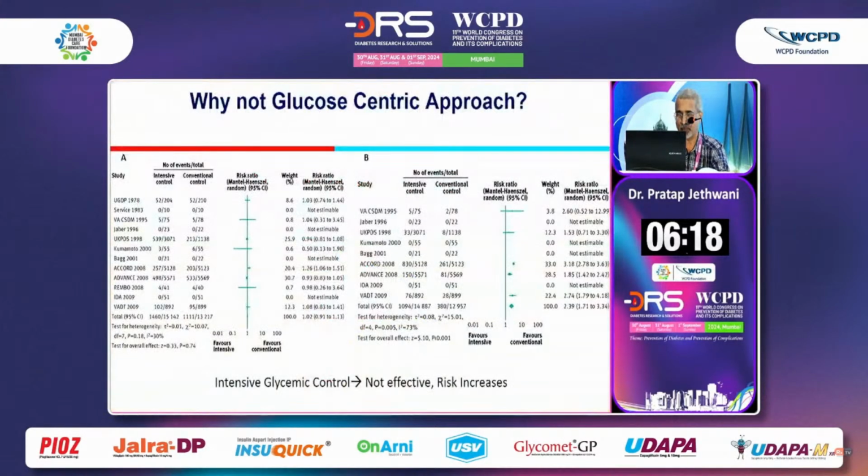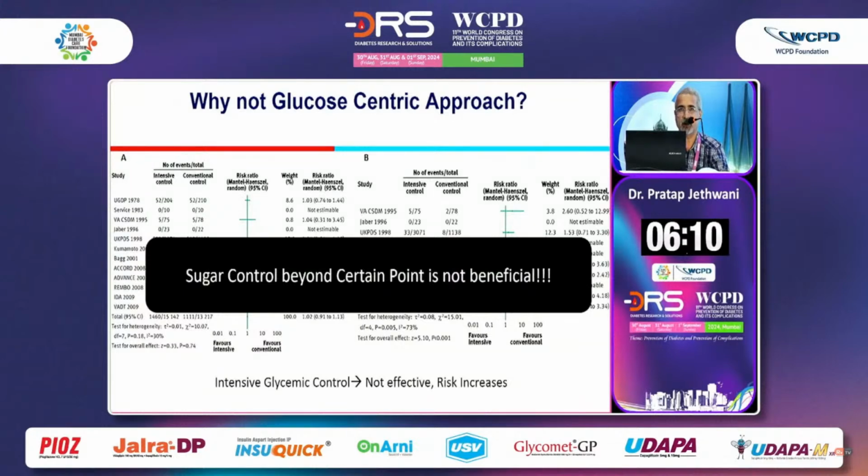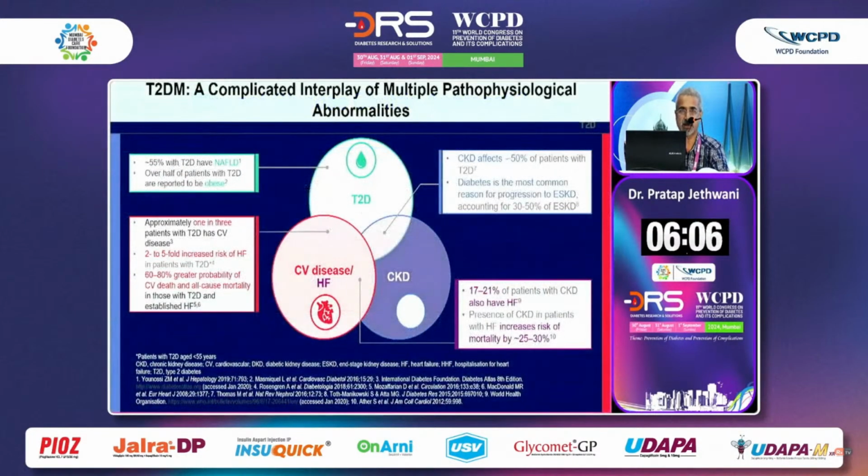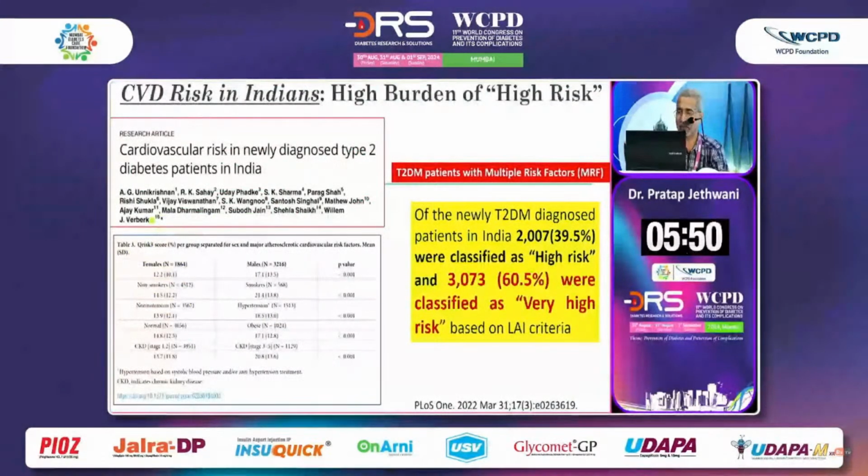Is it more important? We all know that the intensive glucose control trials have shown us that they may increase the risk in vulnerable populations. Therefore, strict glucose control may be avoided in certain groups of patients. In type 2 diabetes, many patients have NAFLD, cardiovascular disease, CKD, heart failure, and all these things complicate the management of type 2 diabetes, because you have to focus not only on glucose control, but also on the prevention of these cardiorenal complications.